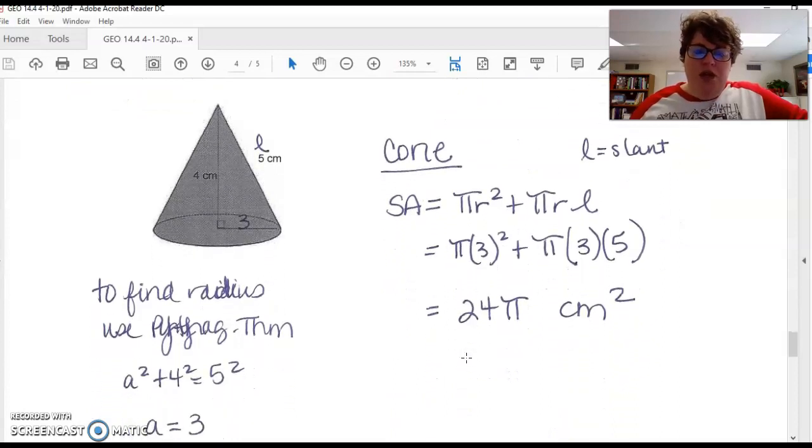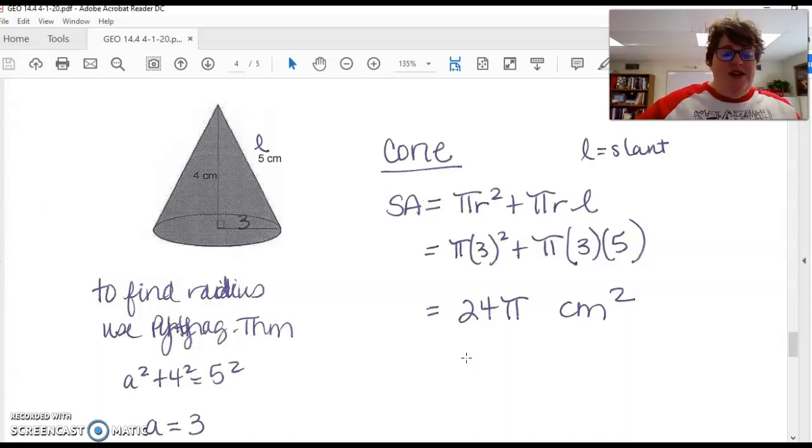Okay, a cone. So first of all, when you're doing your cone, your L is your slant height. So here our slant height is 5, but we also need a radius. So to find the radius, we want to use the Pythagorean theorem, and we get a is 3. So our radius is 3. So substitute in. I did leave it in pi here, 24 pi. WebAssign seems to leave their answers in terms of pi. So I kind of left that one there for you.